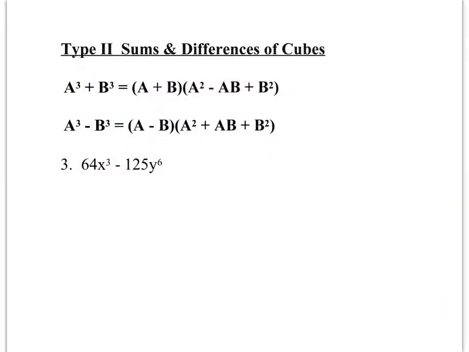Okay, our last one right here, this is 64x to the third minus 125y to the sixth. I'm hoping you're recognizing this as a difference of cubes. This is going to be, in essence, 4x quantity cubed minus 125y to the sixth. If you look closely now, that's 5y squared quantity cubed. You guys go ahead and finish this problem. Go ahead and factor that difference of cubes.